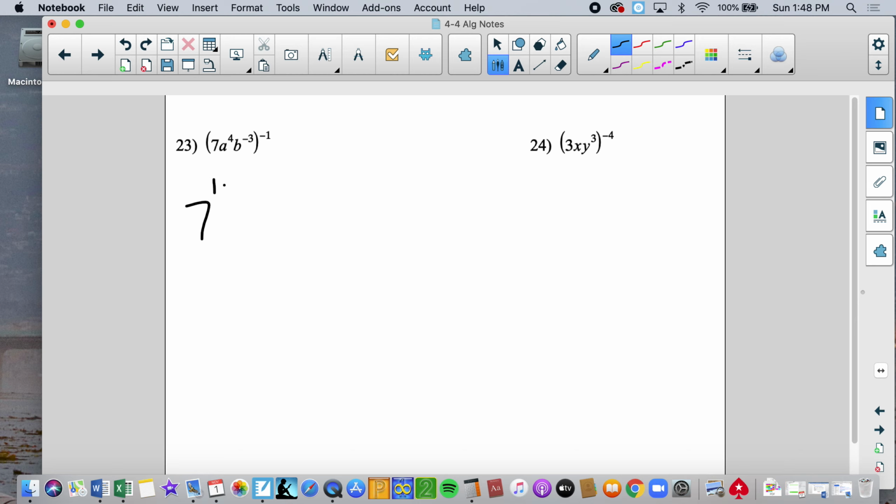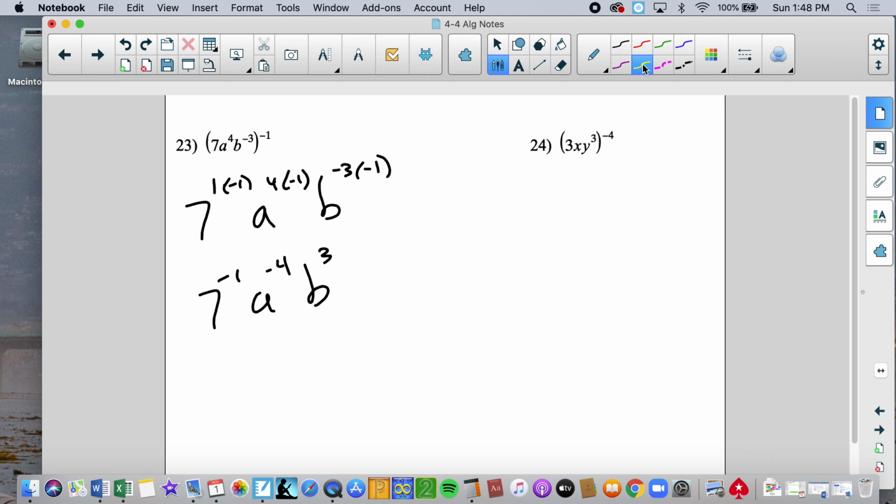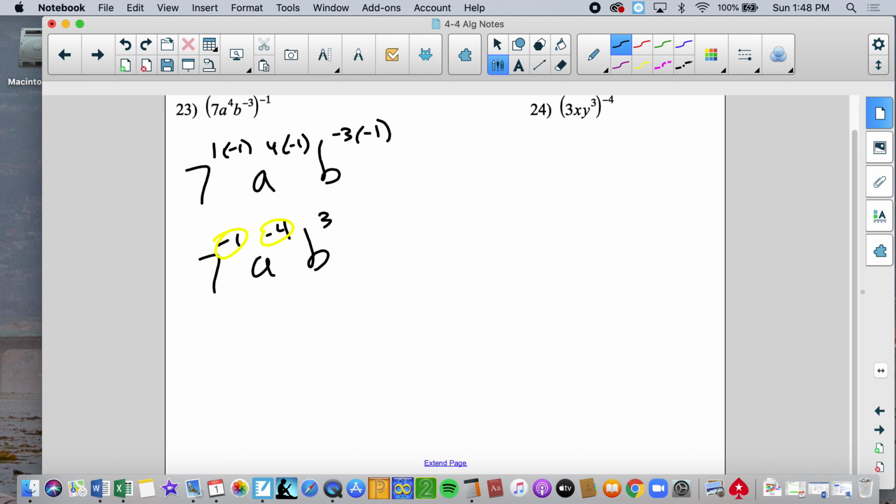7 to the 1 times negative 1, a to the 4 times negative 1, b to the negative 3 times negative 1. 7 to the negative 1, a to the negative 4, b to positive 3. Let's deal with those negative exponents. Those will go down. So b to the 3rd stays in the numerator, 7a to the 4th.